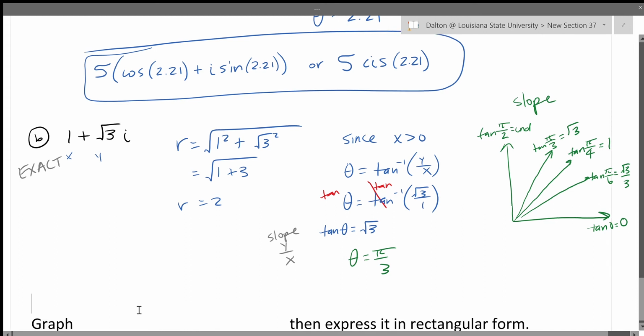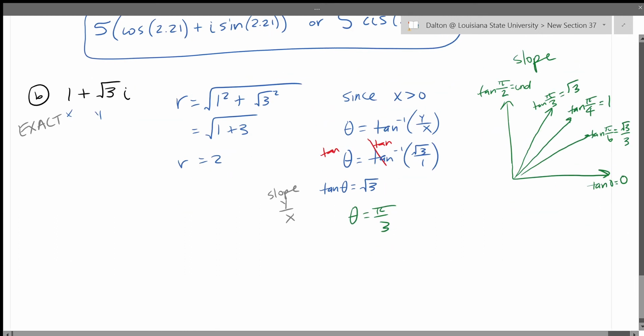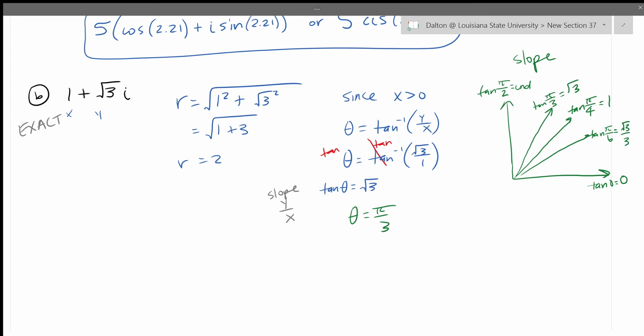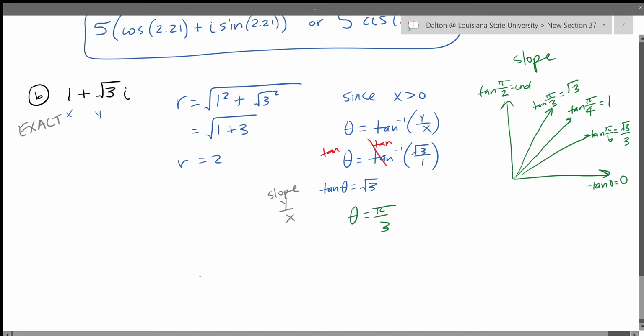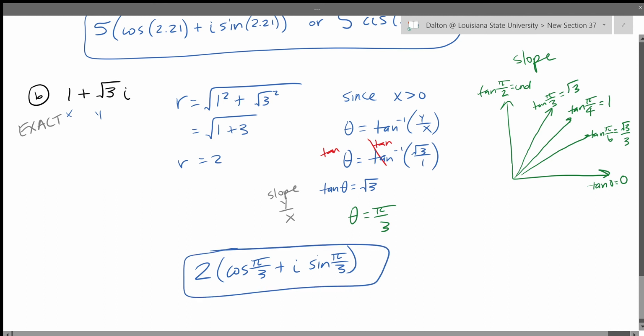So then as your answer in complex polar form, you can write it as 2 times cosine pi over 3 plus i sine pi over 3. Or you could just write r cis pi over 3.